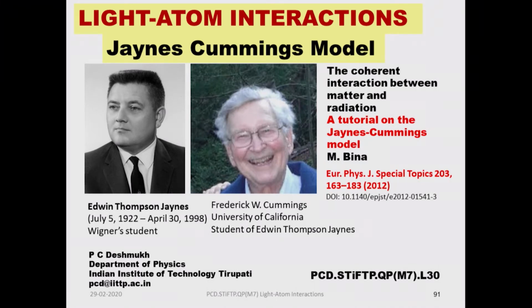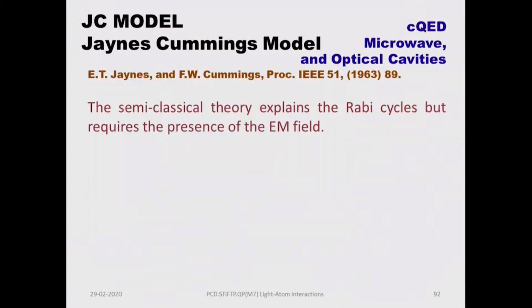And I am going to depend heavily on this article, which is a tutorial article by Bina, which came out in 2012. That is going to be my primary source, although I would have used some other references, which I will of course be sharing with you. And this model was proposed by Jaynes and Cummings in 1963 and is a very big step in cavity quantum electrodynamics, okay? Both microwave cavities and also in the optical range of the electromagnetic radiation.